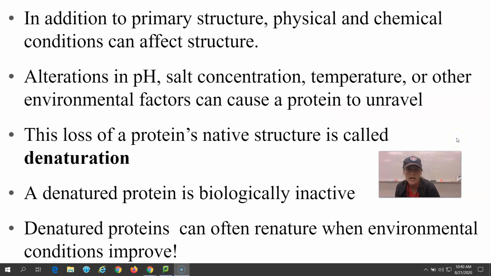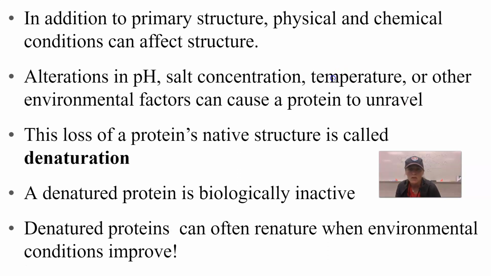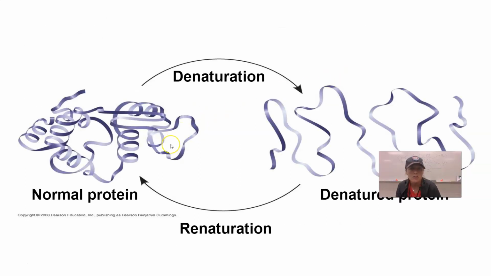Some of the bonds will break. It won't have the right shape. Therefore, it's not going to be able to perform the correct function. So again, that's called denaturing. We're going to see that a lot. It comes up for sure. Okay, all right, here's another example.